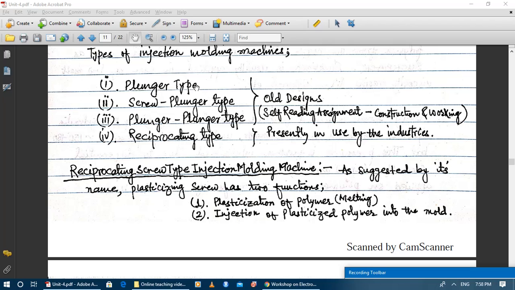But this type of injection molding suffers from poor homogeneity of mix because there is no shear mixing. So the quality of the polymer melt is not very good in the case of plunger type injection molding machine.